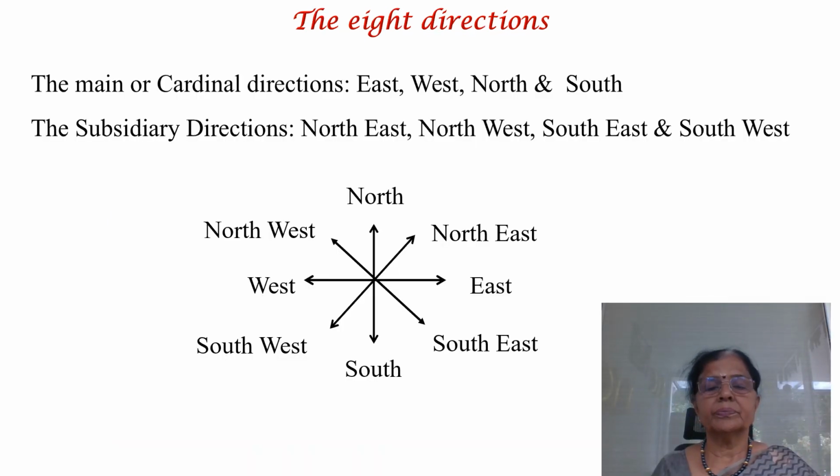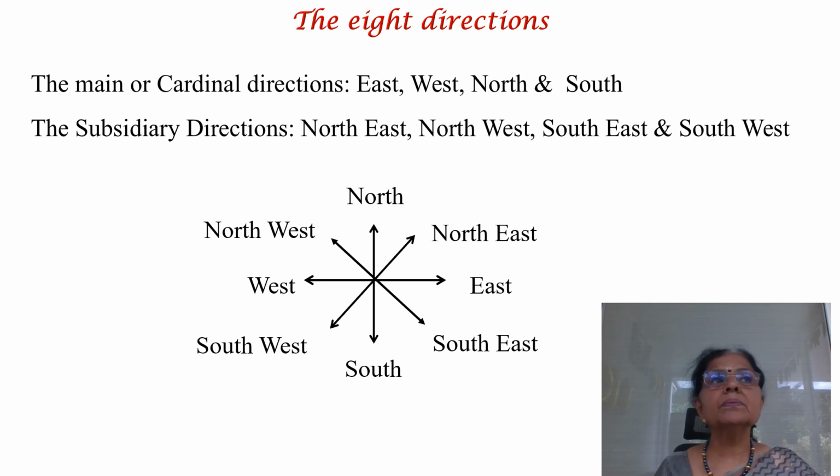But there are 4 main directions and 4 subsidiary directions. The main directions are also known as cardinal directions, which are east, west, north, south. You are familiar with that. And the 4 subsidiary directions are northeast, northwest, southeast, and southwest. And these are the 8 directions.